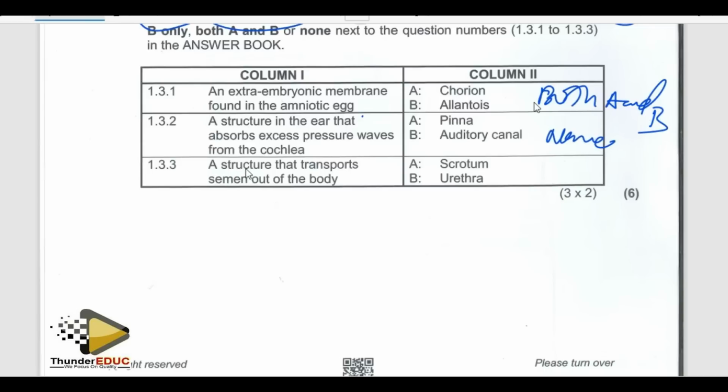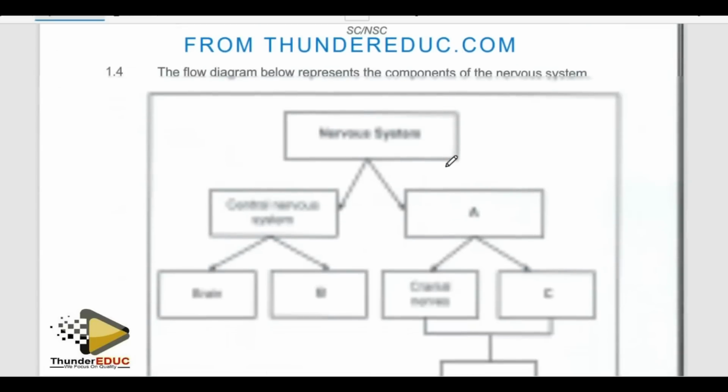Then we go to the structure that transports semen out of the body. Out of the body. Is a penis. Yeah, that's where those semens are passing. But there is a tube inside the penis which we call urethra. So the answer becomes B only. Yes. Let's go to the next question.